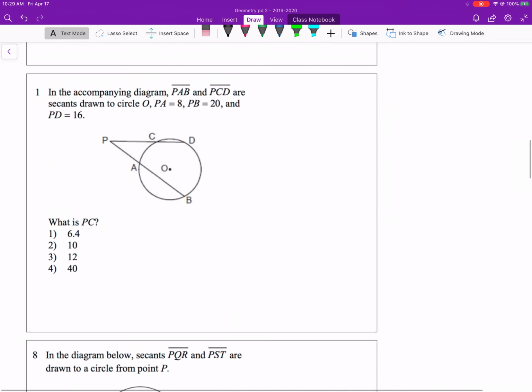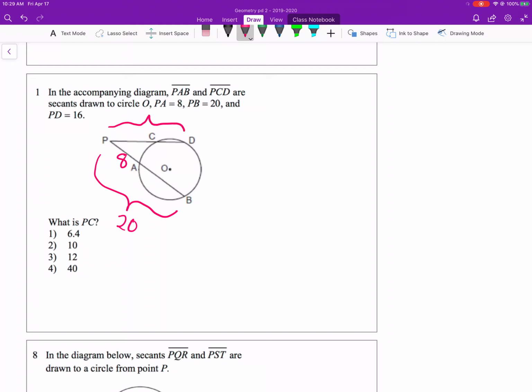Okay, let's try it out. Number one, in the accompanying diagram, segments PAB and PCD are secants drawn to circle O. PA is equal to 8. Let's fill that in. PB is equal to 20. Be careful of how you fill that in. That's the whole piece. And PD, the whole piece again, is equal to 16. What is the length of PC?